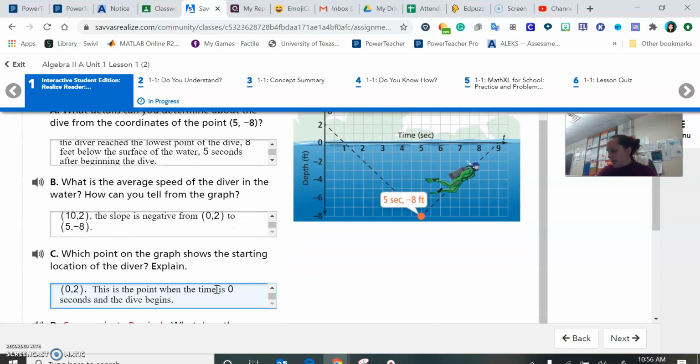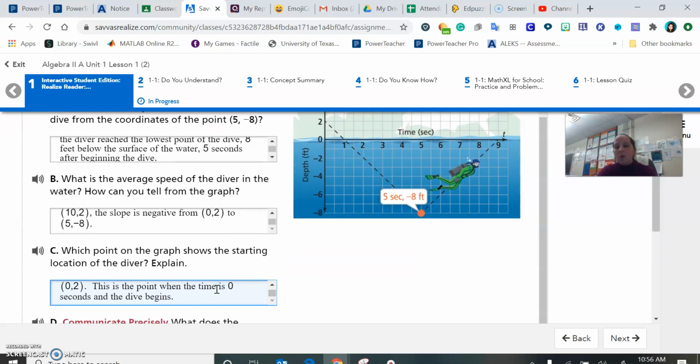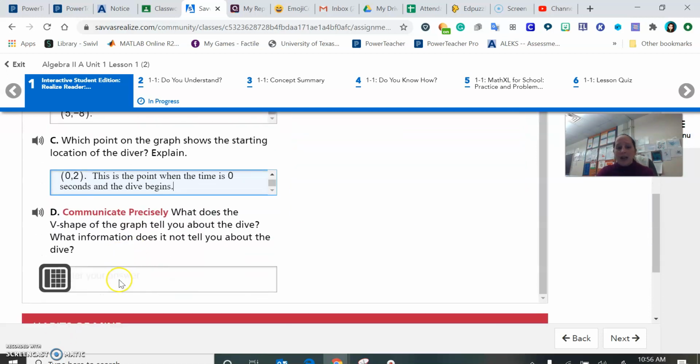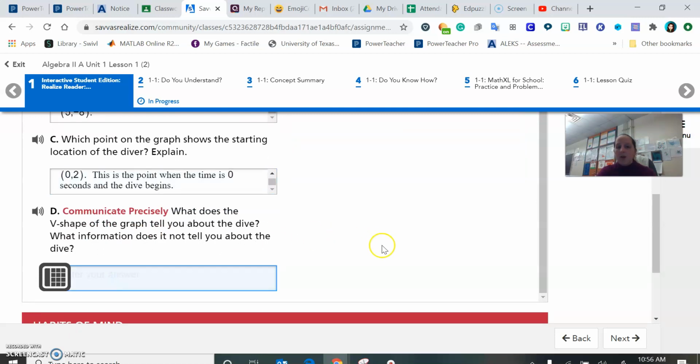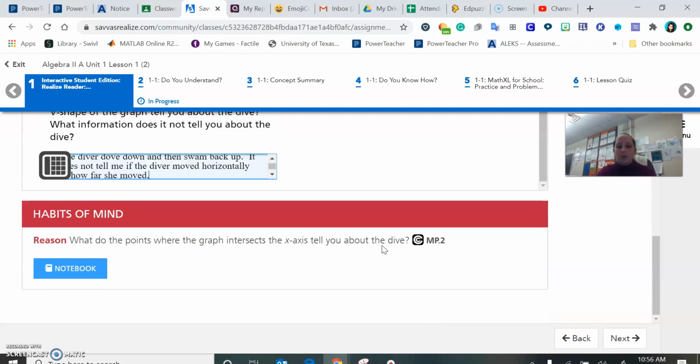It doesn't tell me if the diver moved horizontally along the ocean floor. It doesn't tell me anything like that. For all I know, the diver could have just gone straight down and come straight back up again. Okay, so the diver dove down and then swam back up. It does not tell me if the diver moved horizontally or how far she moved, what the distance she moved.